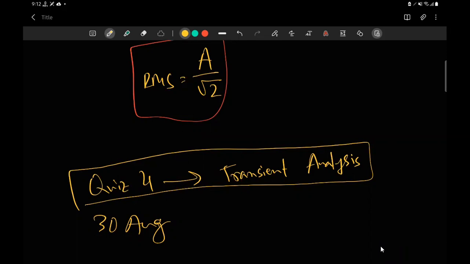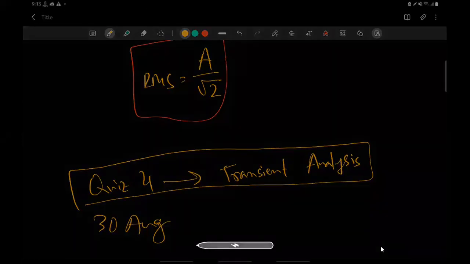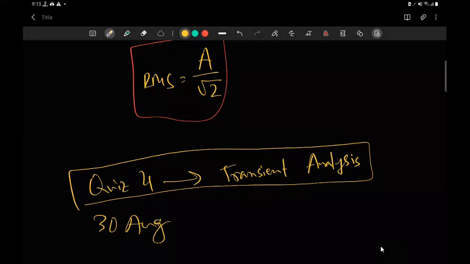Sir, check the links again. Can we submit the two assignments again? If you have already submitted, it's fine, and I will give another assignment 3 for AC analysis. But if you have already submitted once, you don't have to submit again. Why would you have to submit it again? This is for those who haven't submitted assignments. Okay, thank you, sir. One more question.